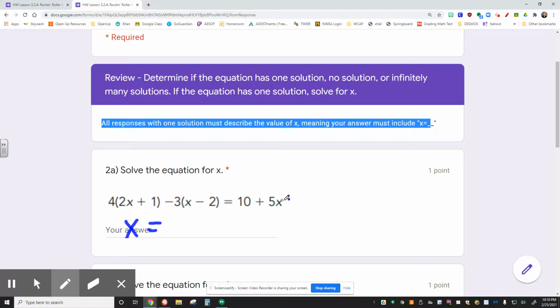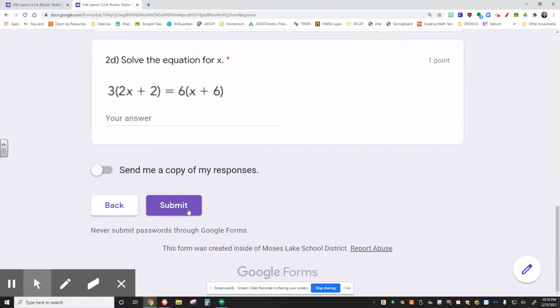And once you're done with this, you can go ahead and hit submit because you are all done. My recommendation to you, anytime you complete a form that has this option of send me a copy of my responses, use that, and then that way you get a copy right there sent to you.